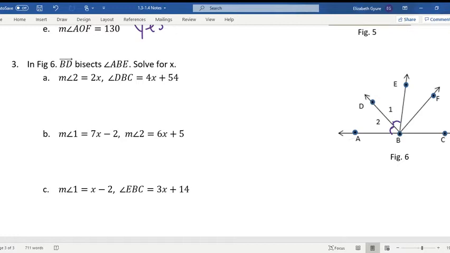Something that might help you know, you're going to have to do multiple examples using the same diagram. So keep in mind, each example is separate. You might be given different information about the same angle. So information given with A only goes with A. Information given in B only goes with B. So for part A, it's telling us that the measure of 2 is 2x. And the measure of angle DBC, that's this entire part here, is 4x plus 54.